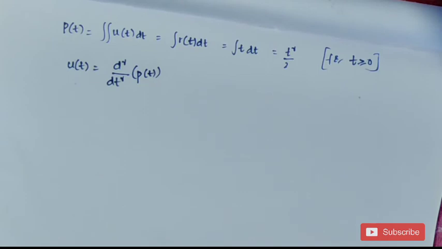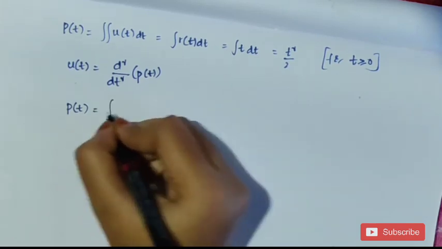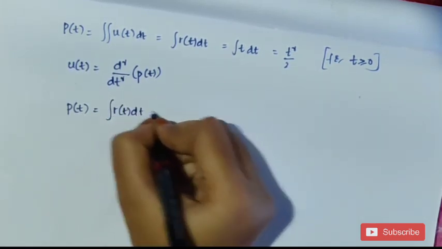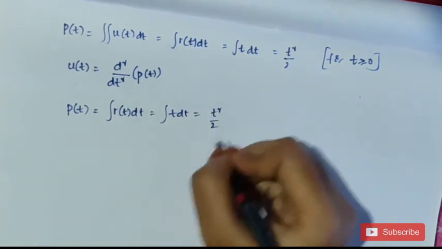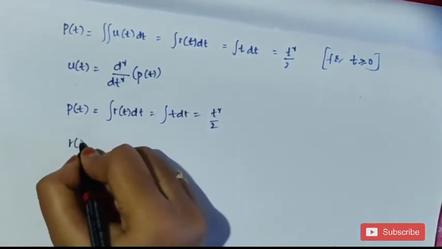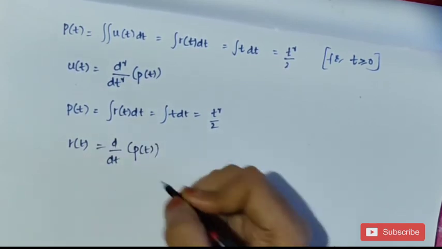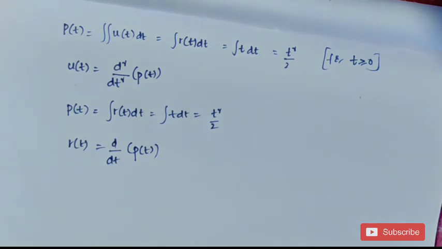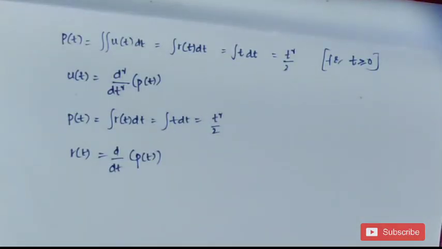In the same way, let us write the relation between unit parabolic and unit ramp. P of t is equal to the integral of r of t dt, the integral of t dt, t square by 2. So r of t is equal to d by dt of P of t. These are the most important relations between u of t, P of t and r of t. This is about the unit parabolic function.